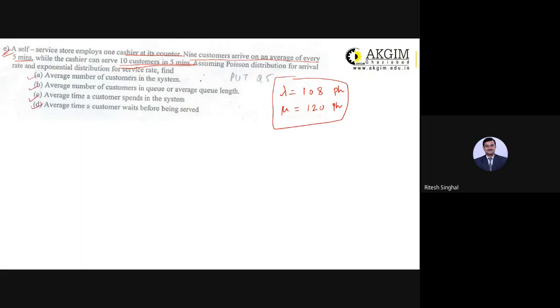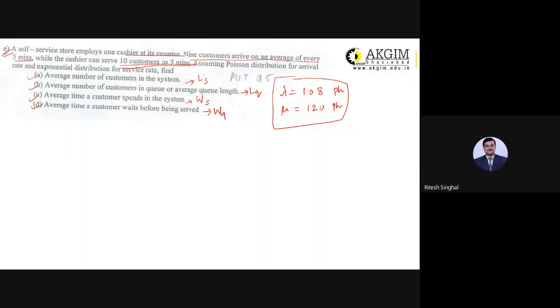First part, number of customers in the system, that is nothing but LS. Average number of customers in the queue, that is LQ. The third one is average time spent in the system, WS. And average time that a customer waits before being served, that is WQ.